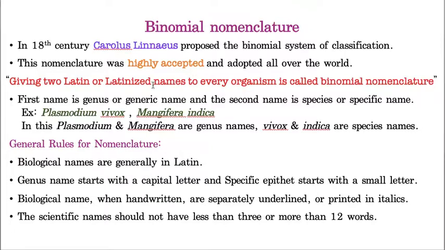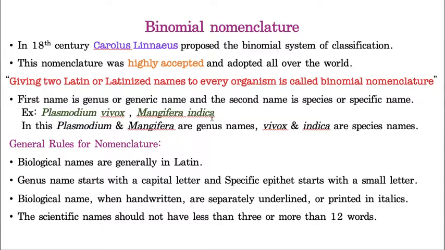Now let us take one more example, Mangifera indica, basically the mango plant. Technically you call it Mangifera indica. In this also, try to follow the same definition: giving two Latin names to an organism. Both are Latin names only. This is Mangifera, the first name, and this is the second name. So this is how giving two names is called binomial nomenclature.